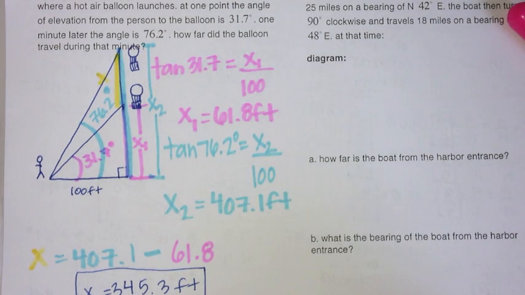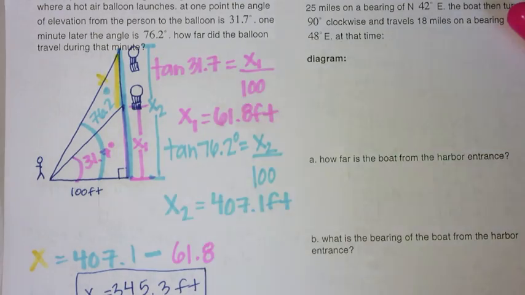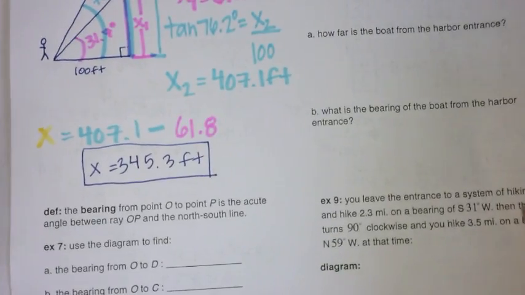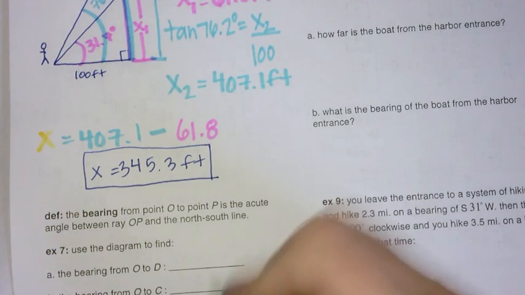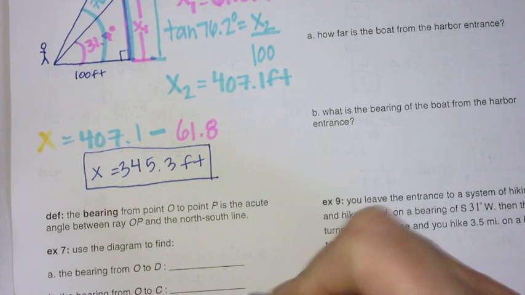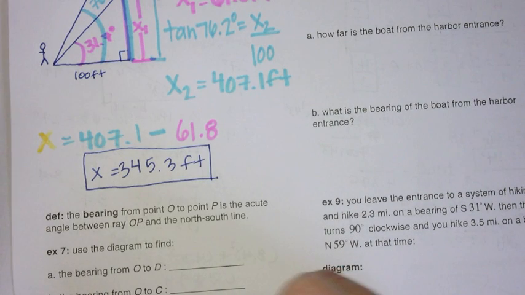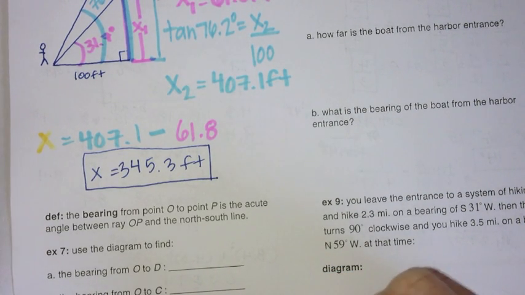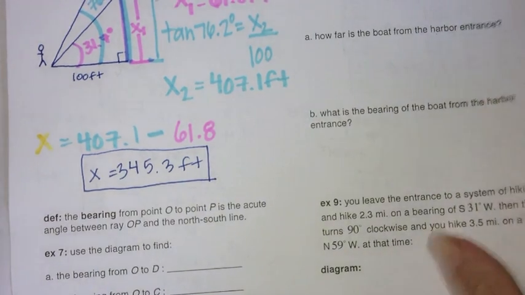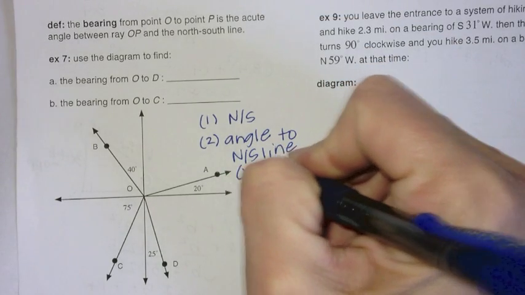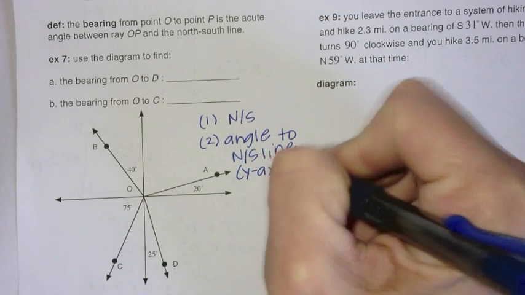Okay, now we're going to be talking about bearings, which is something that's new for you guys. So for bearings, the bearings are going to go like this. You're always going to do whether you're going north or south first. And then the second thing you're going to do is the angle to the north-south line, which is the y-axis. So this is different from our reference angles.